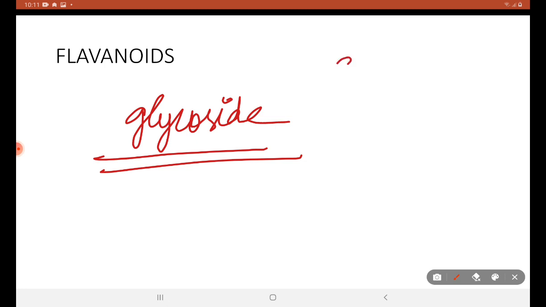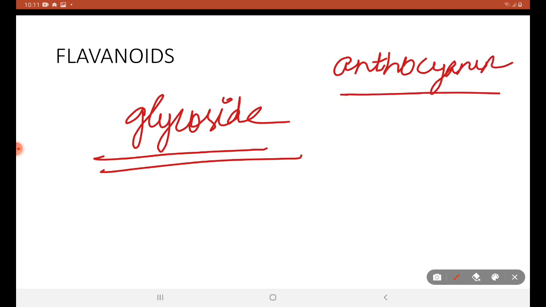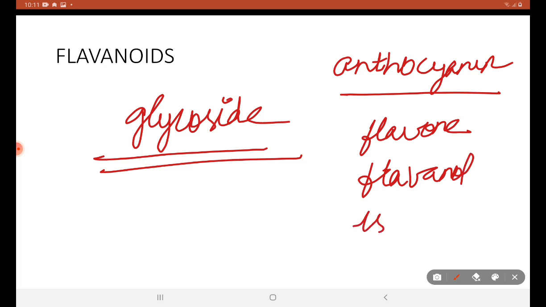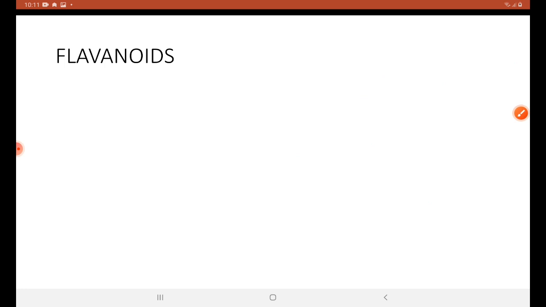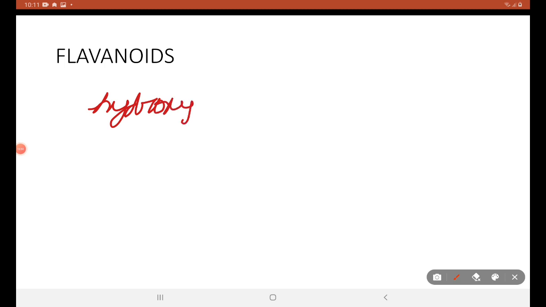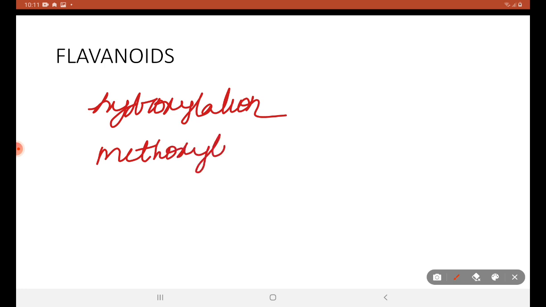These are anthocyanin, flavanone, flavanol, isoflavanone. They have the property to undergo hydroxylation, methoxylation, prenylation or glycosylation.